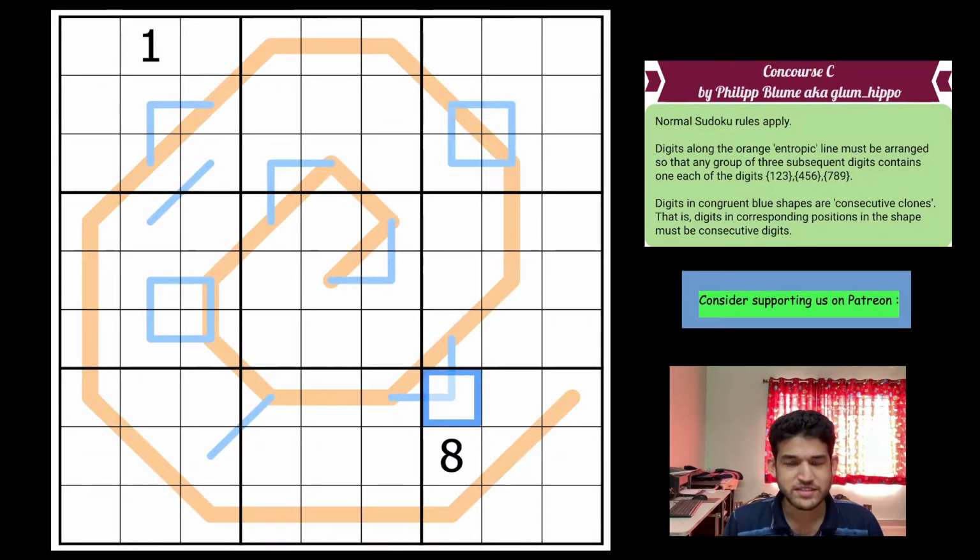It's been quite a while since we've covered a video on a Sudoku by Philipp Blume. His Sudokus are always quite fascinating, and of course hard and fun to solve, challenging too.